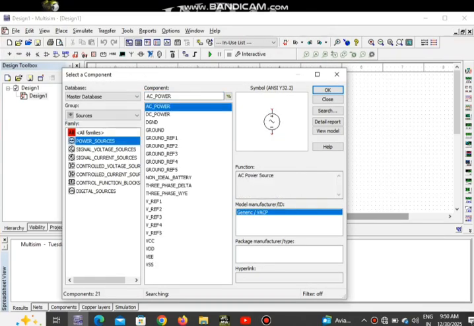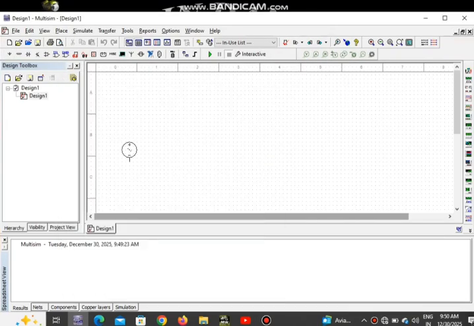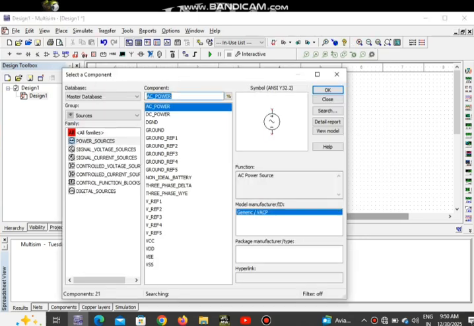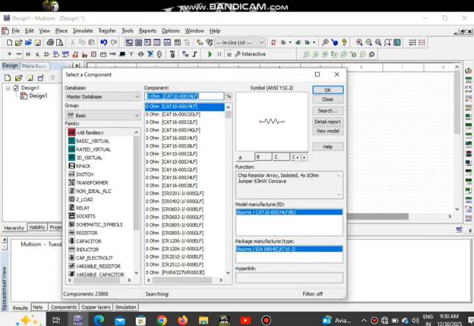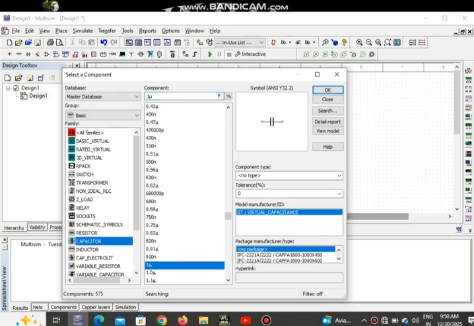Design circuit of modulator and demodulator circuit. First, we take a voltage source, an AC power source. Next one, capacitor.